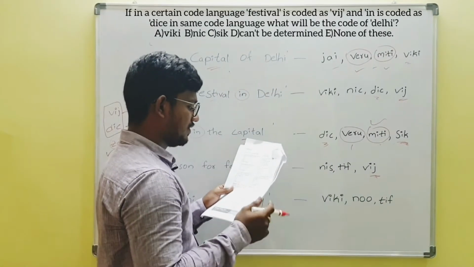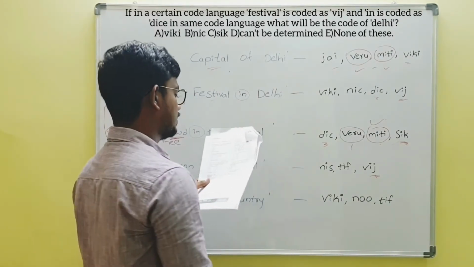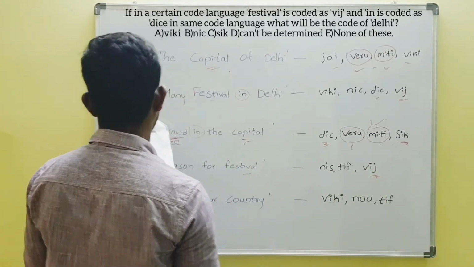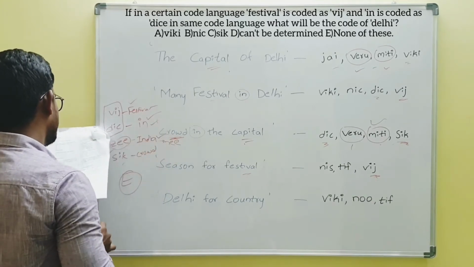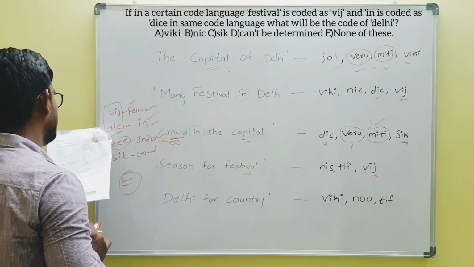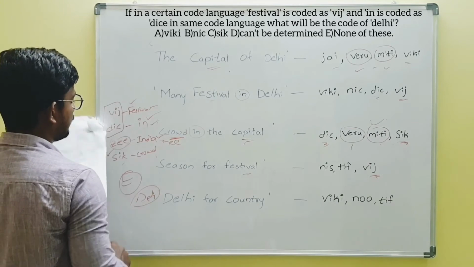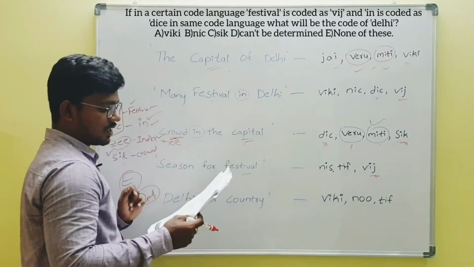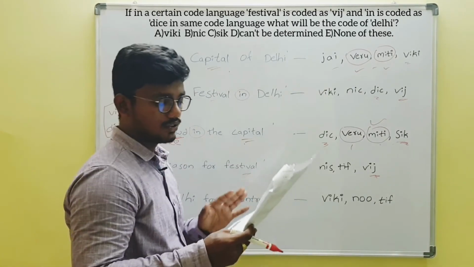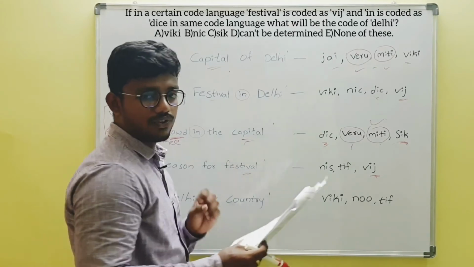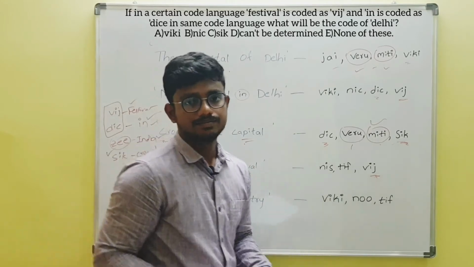If in a certain code language festival is coded as VIJ and IN is coded as DIC. See, festival is coded as VIJ, directly given, and IN as DIC we have directly obtained. In the same code language, what will be the code of Delhi? See, he has given the codes for only festival and IN. We cannot tell in which way he has obtained those codes. So we cannot determine the code for Delhi. So our option is cannot be determined. Option D is our answer.